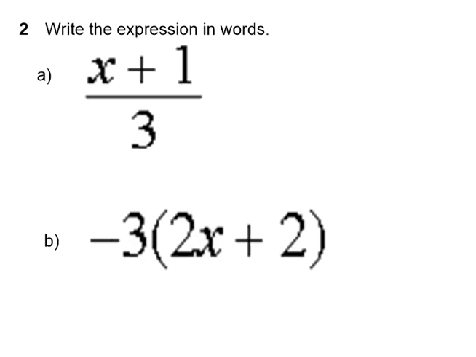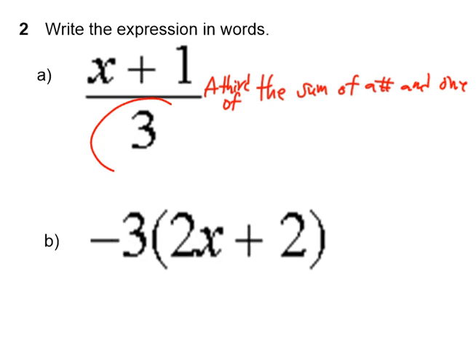How about the sum of a number and 1, but instead of putting the sum, we're going to put in front of it a third of the sum of a number and 1. So this being divided by 3 is the same thing as saying a third of, right? Because you're dividing it into 3 parts. So either way would work.